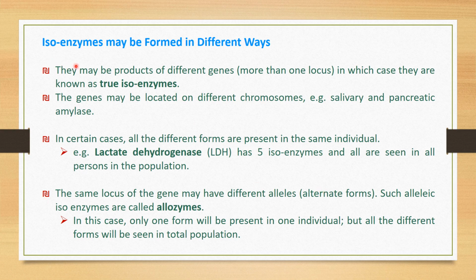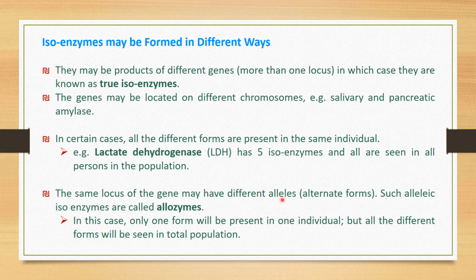You already know the true isoenzyme, that means they are synthesized from different genes, and a classic example of this is salivary and pancreatic amylase. They are synthesized from different genes located on different chromosomes. Okay. Now, what is alloenzyme? Here, they are synthesized from the same gene, even from the same locus, but from different alleles.